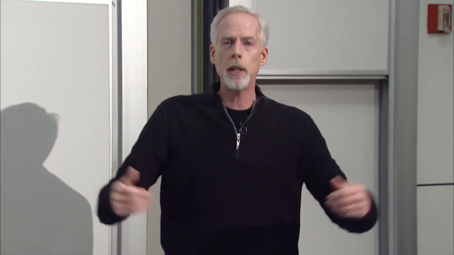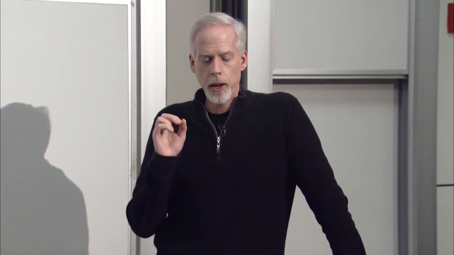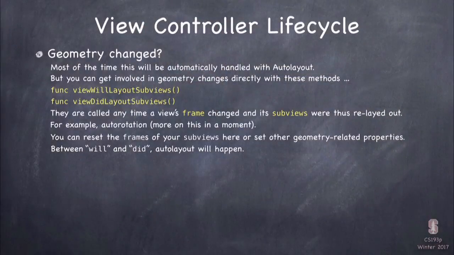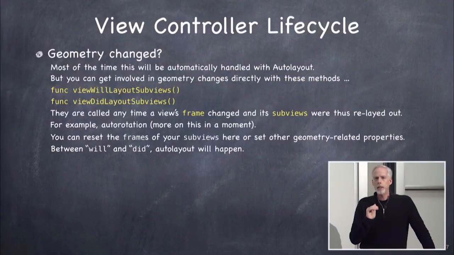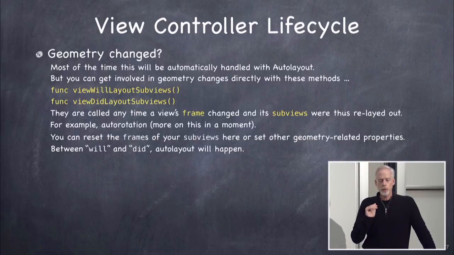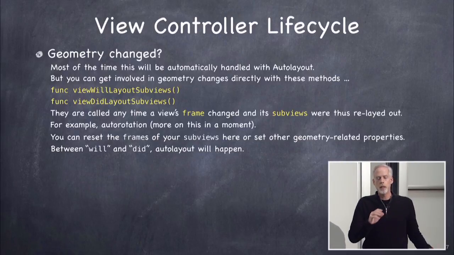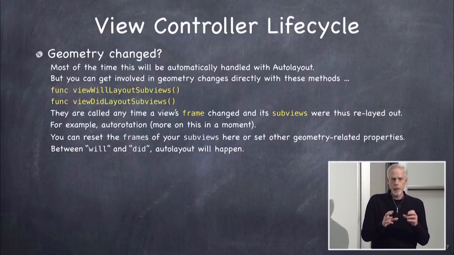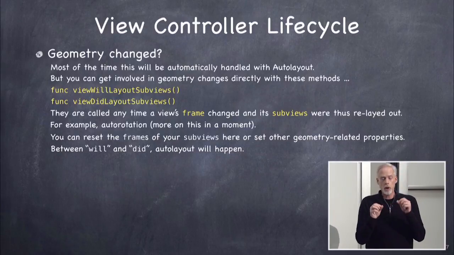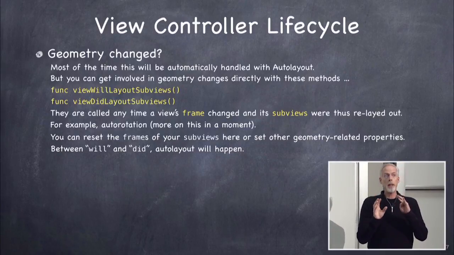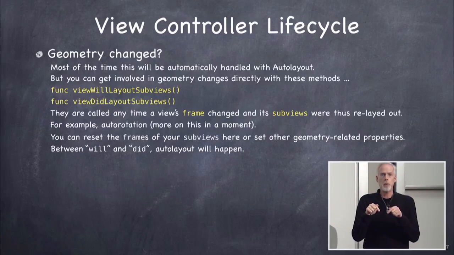But if you did feel like you needed to write some code, let's talk a little bit about how you do that. There are two methods, viewWillLayoutSubviews and viewDidLayoutSubviews, and these are sent to you. In between these being sent to you, auto layout happens. So if you want to get involved in the geometry change of your view before auto layout starts, you can do it in viewWillLayoutSubviews. If you want to wait till after auto layout does what it does and then get involved, you can do it in viewDidLayoutSubviews.